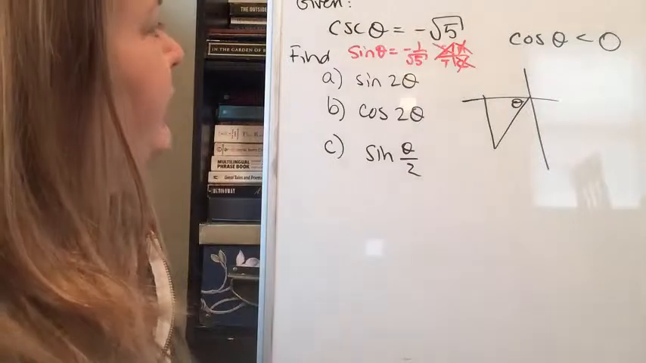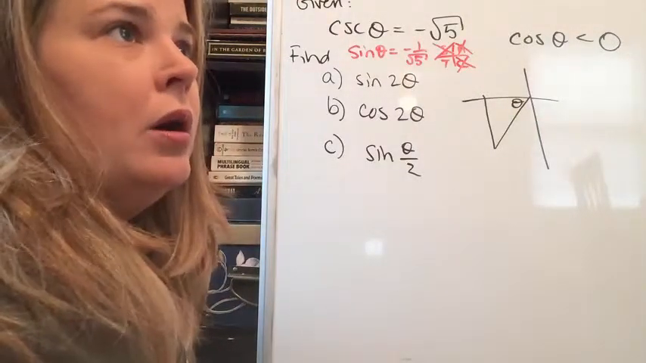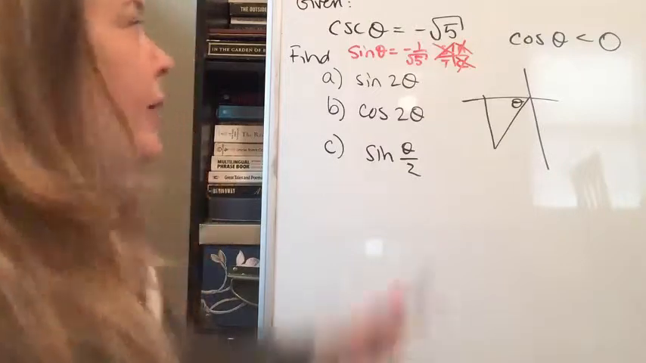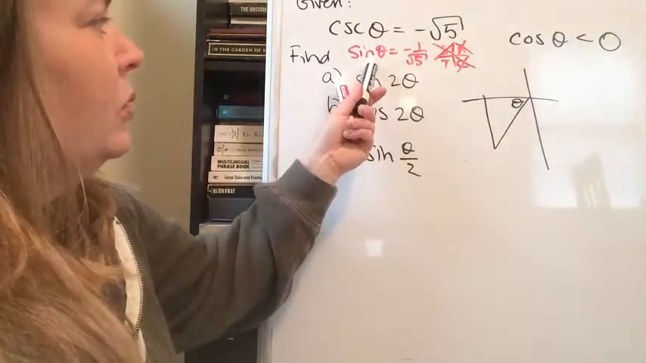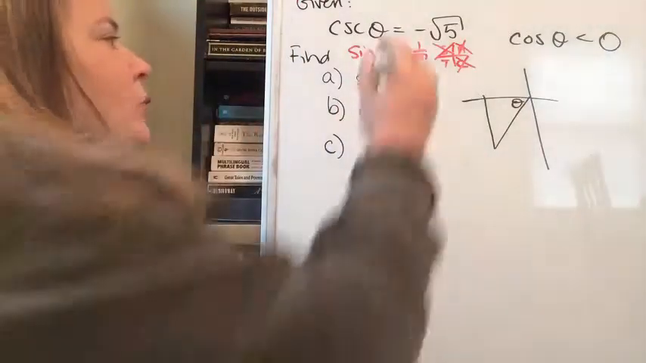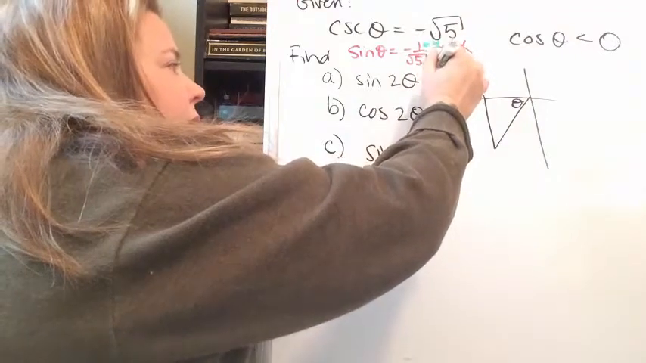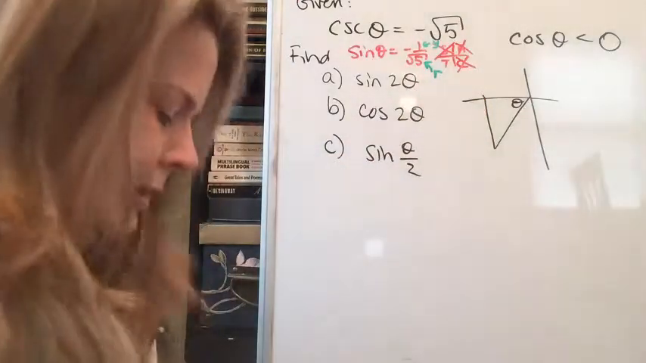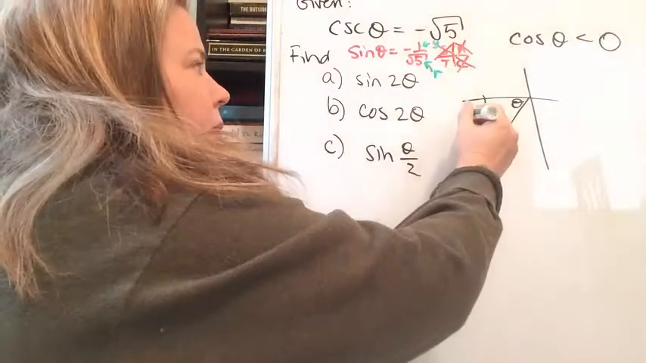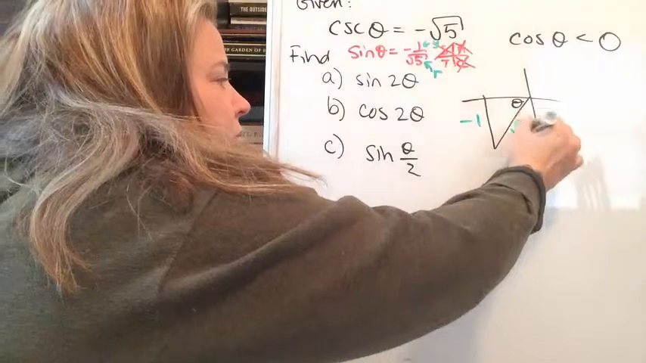And what information did they give me? They gave me cosecant is negative square root of 5. So what does that mean? Well, I already went ahead and flipped it. So negative 1 over square root of 5, where negative 1 is y and square root of 5 is the hypotenuse, or r. I was careful to make the 1 negative because that's y, and I'm in the third quadrant. The hypotenuse is always positive.